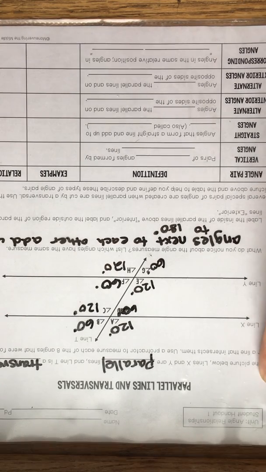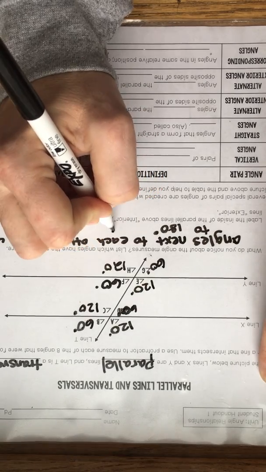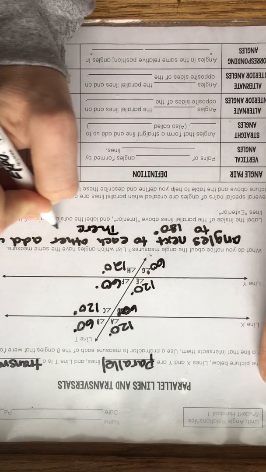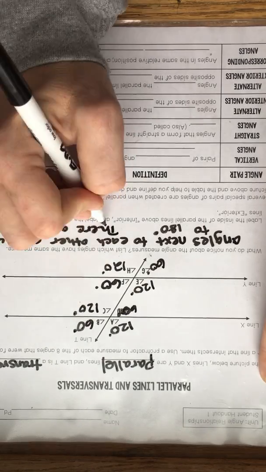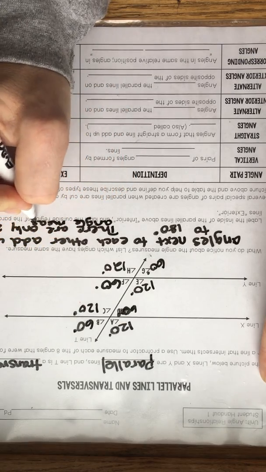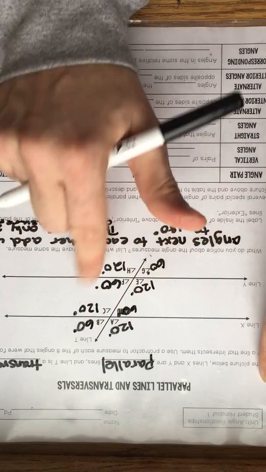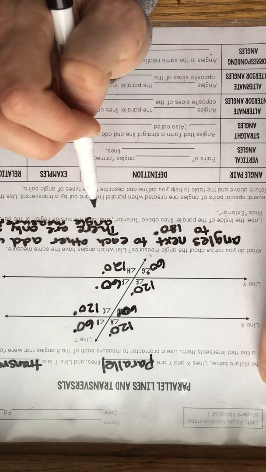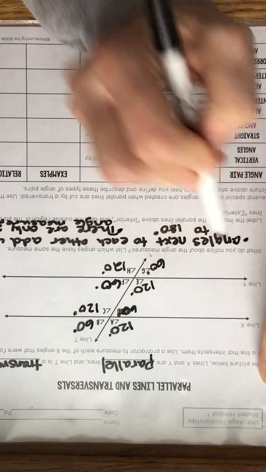What else do you notice? You should also notice that there are only 2 angle measurements. Yep, there's only 2 in the whole thing. There's only 60 and 120 out of the whole thing. 60 and 120, all of them. So those 2 things.